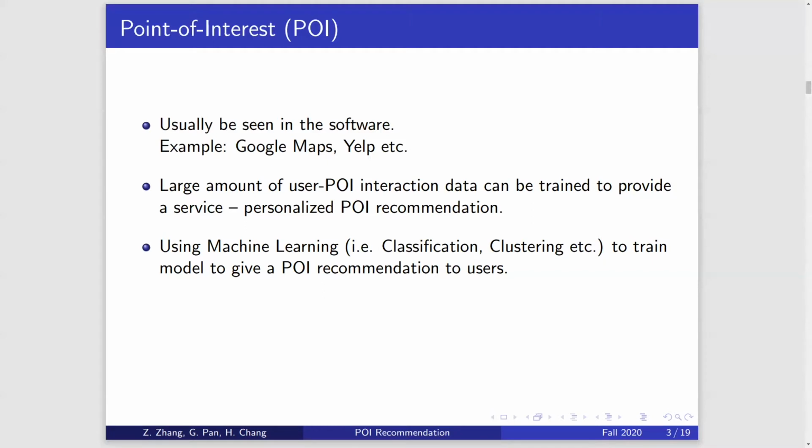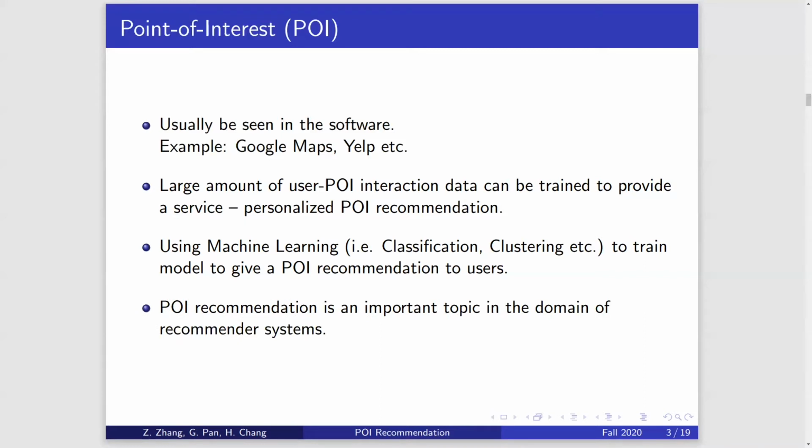Some topics in machine learning, such as classification and clustering, can be used to train a model to give POI recommendations to users. POI recommendation is an important topic in the domain of recommender systems.